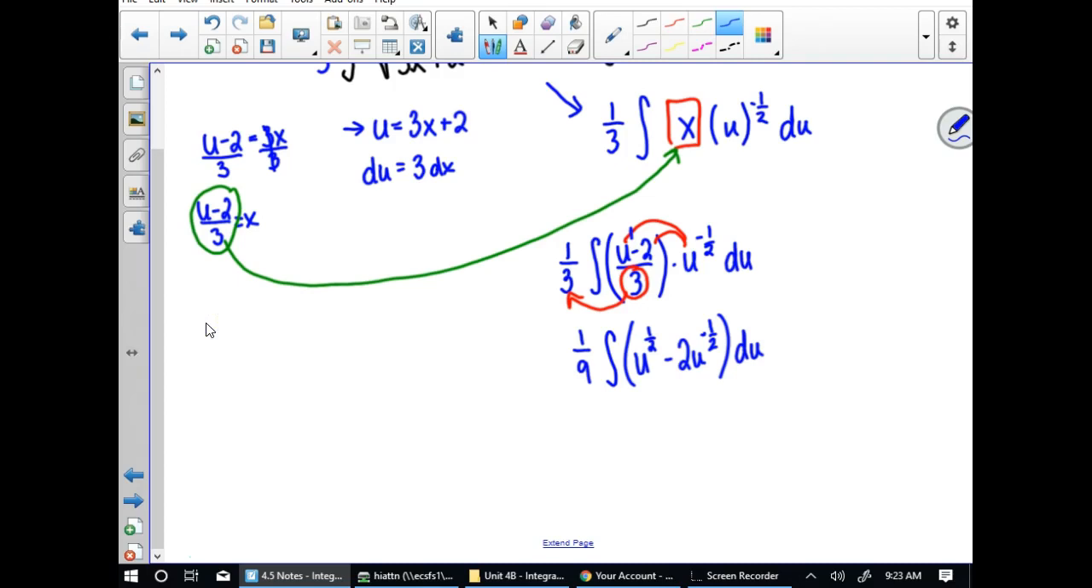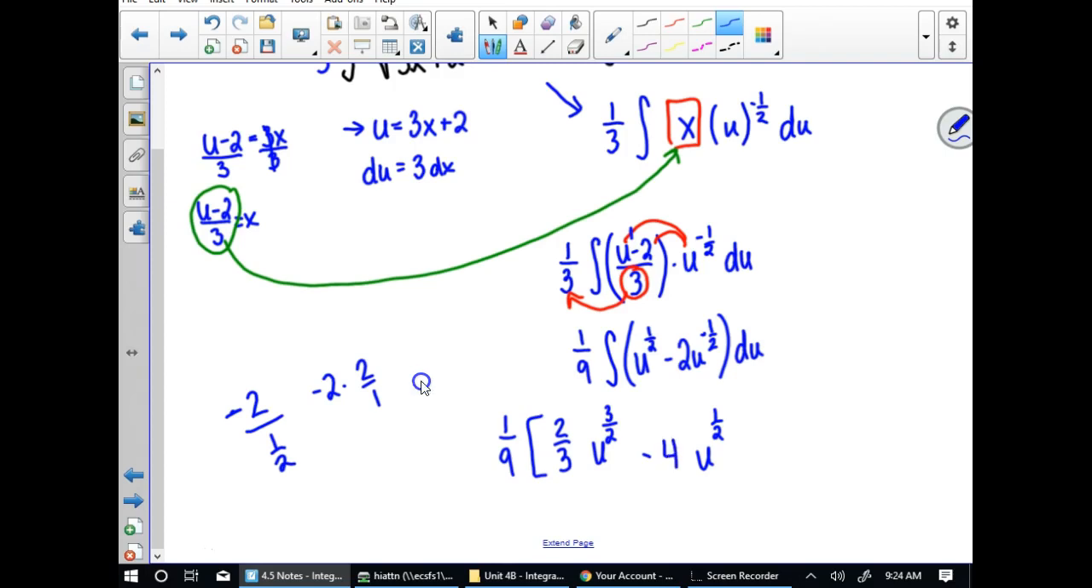Alright, now we have to integrate, so the 1/9 is going to stay out here. We're going to have u to the 3/2, and then we'll divide out front by 3/2, which will give us 2/3. And then we'll have u to the positive 1/2, and we'll divide out front by the 1/2. Somehow my brain's not working on that. It should be 4. Alright, negative 2 times 2 over 1. Yep. So negative 4 and plus c.